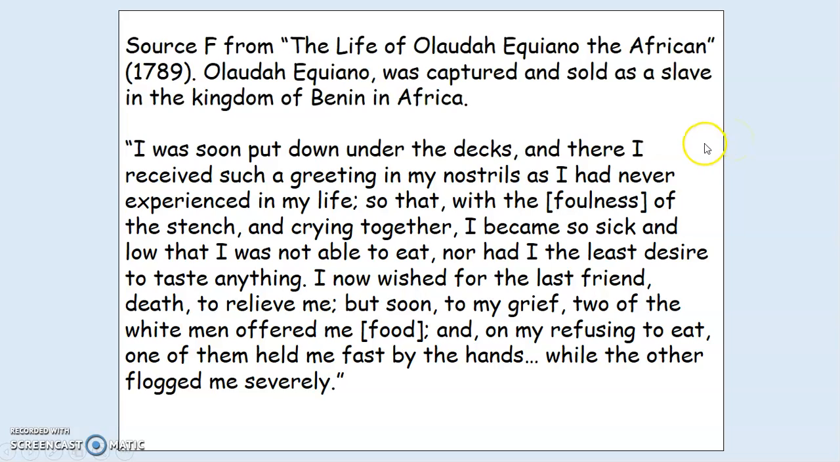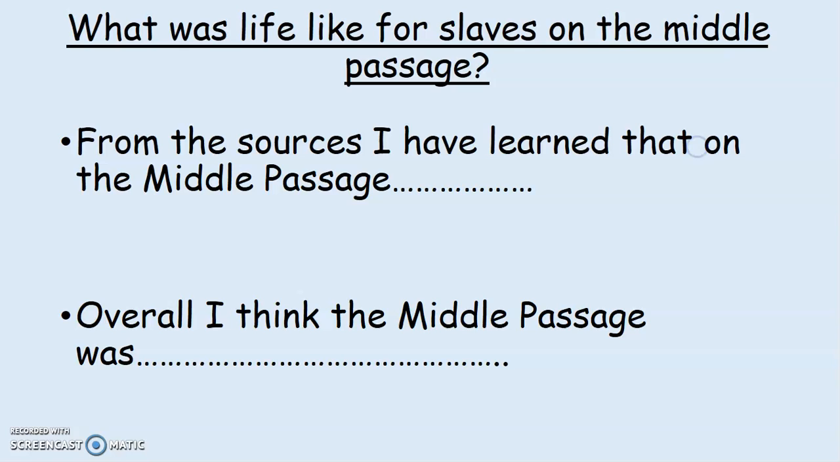Okay, take another minute now, pause, go back through the sources and see if you can add any more information. Okay, great. To finish off, I would like you to answer this question. What was life like for slaves on the Middle Passage? I want you to complete these 2 sentences. From the sources, I have learned that on the Middle Passage, and in this section, I want you to add at least 3 facts that you have learned about the Middle Passage. Then, overall, I think the Middle Passage was.